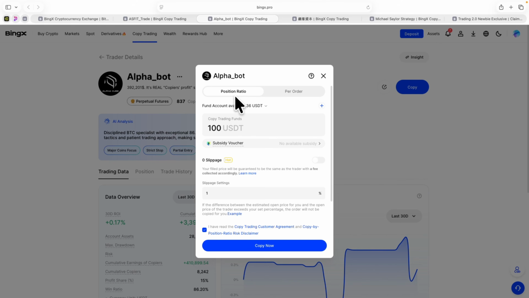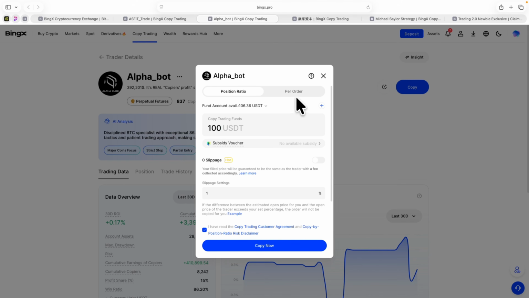If the person enters the trade with, let's say, 10% of what he has in his account, so 10% of $1,000 is $100, that means that me too, I will also enter that trade with 10% of my amount. So 10% of $100 is $10. I hope you are getting it. So that's the meaning of position ratio. This total $100 is just like your total amount for this copy trading. But for each trade, you'll be entering it proportionally according to the calculation I've just explained. I hope you understand it.